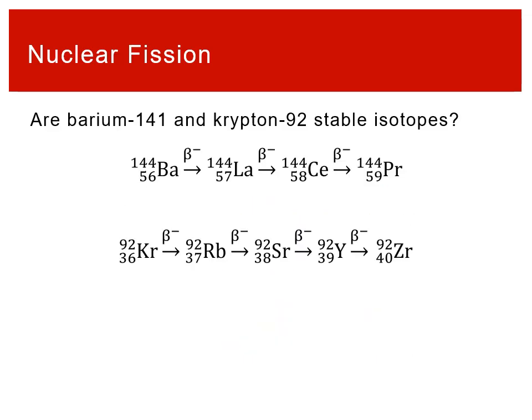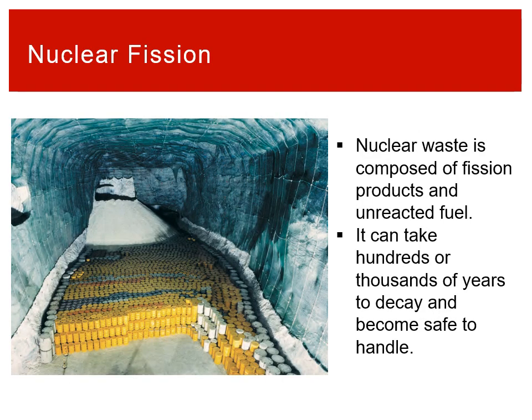And the thing is, not only do they undergo beta decay, but the products of that beta decay are still unstable. Barium needs to undergo three beta decays. Krypton has to undergo 4 beta decays until they reach stable nuclei, zirconium-92 and praseodymium-144. So that's a lot, right? That's a lot of time. And so the biggest issue with fission is nuclear waste.